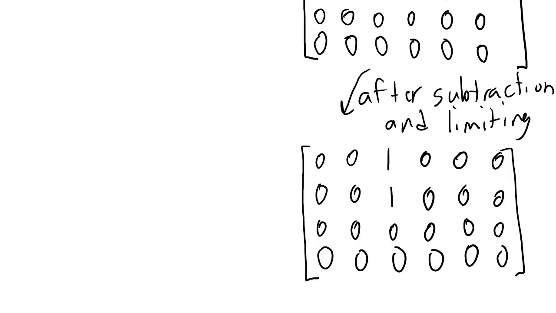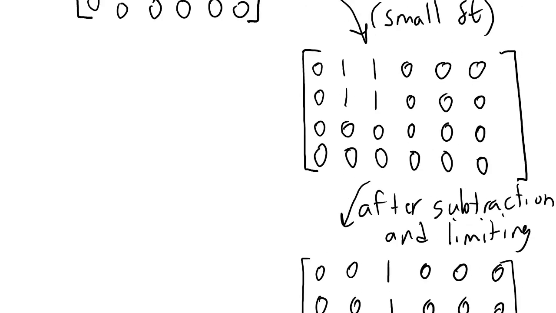After subtraction and limiting, that is, taking any values that are less than 0 and making them equal to 0, the image that I get looks like this. If I would then use our center of mass approach to find the center of location of this object, I would find the object here between the first and second rows and directly on the third column.